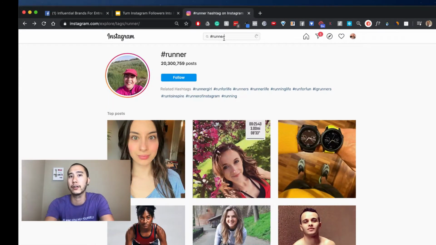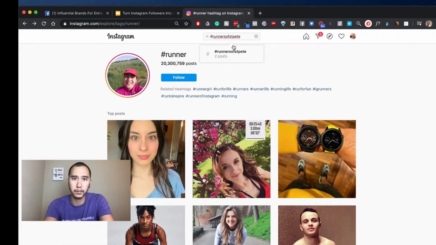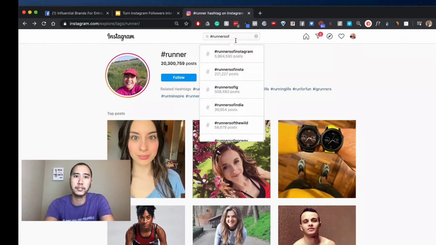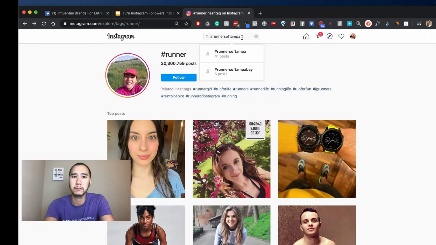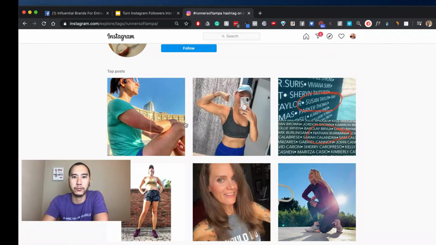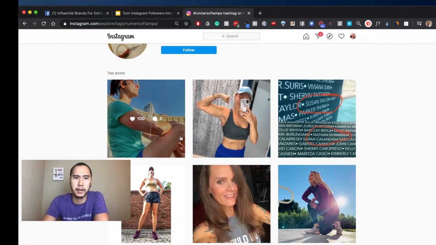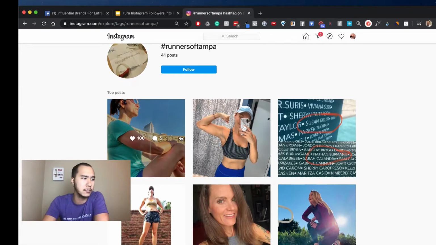So let's say runners of St. Pete. Okay, maybe that's only 2 there, so you can see there's only 2 posts. Runners of Tampa, there's 41 posts there. So if I'm in Tampa and I want to work with runners for my physical therapy practice, I know people here in Tampa. I don't think there's another Tampa Bay in the U.S.